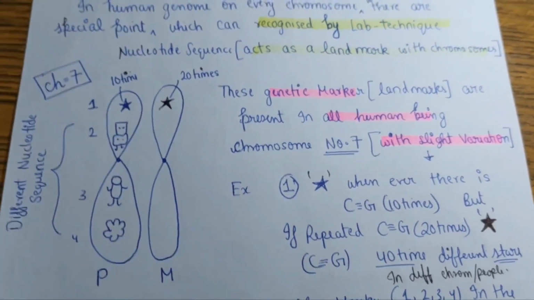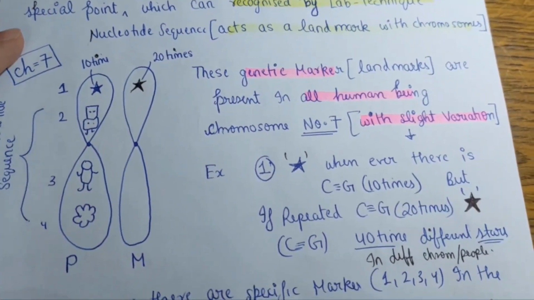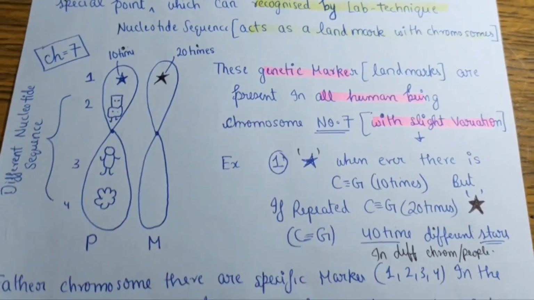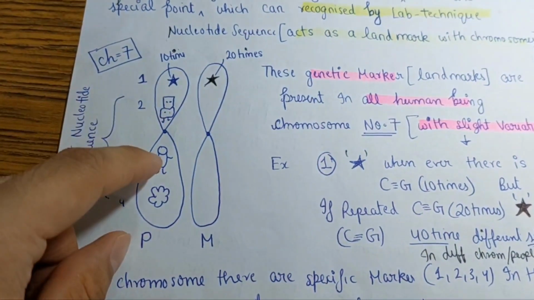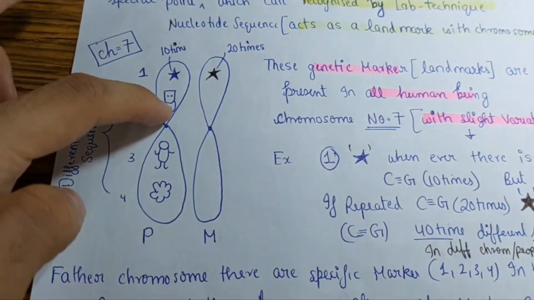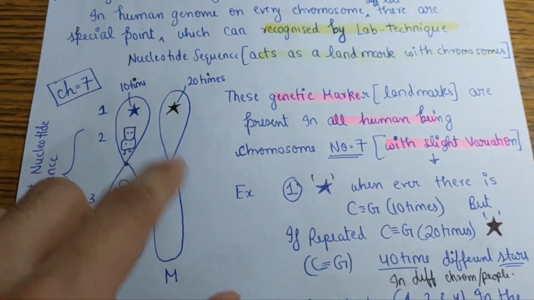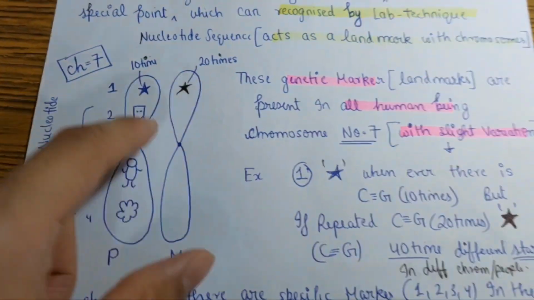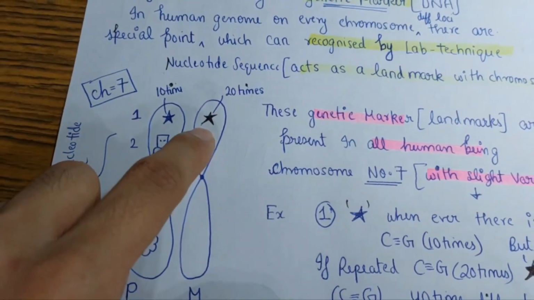Genetic markers are landmarks which are present in all human beings' chromosomes, and these landmarks are slightly different from each other. For example, here a star, a man, a girl, and a leaf. These we are graphically representing as different genetic markers on a chromosome. The same markers will be present on another chromosome, but with slight differentiation. For example, here we have the blue star, here we have the black star.